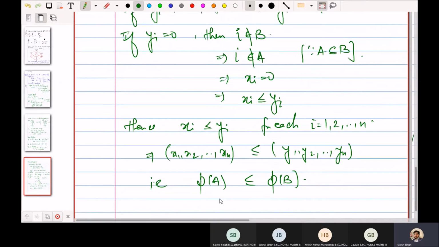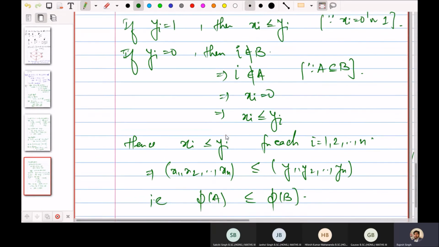Conversely, if you start with phi A being related to phi B, then you will get xi is related to yi. So this will imply that if i does not belong to B, then i cannot belong to A, and so this implies A is contained in B.